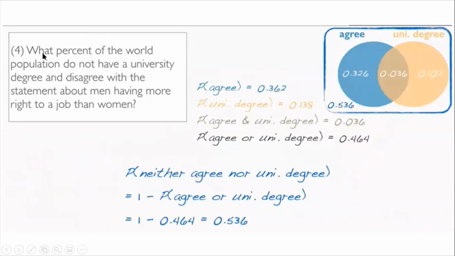And question number 4 is: what percentage of the world population do not have a university degree and agree with the statement?